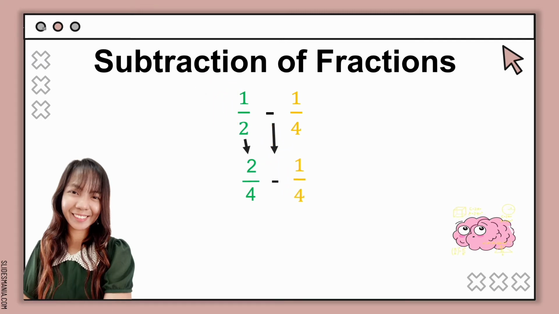Okay, so now we can proceed to subtraction. So 2 over 4 minus 1 over 4. Okay, just simply subtract the numerators. So 2 minus 1. So the answer is 1, and then just simply copy the denominator. So the answer is 1 over 4.